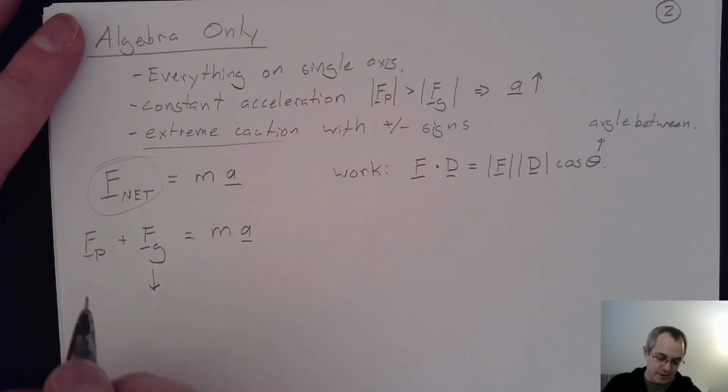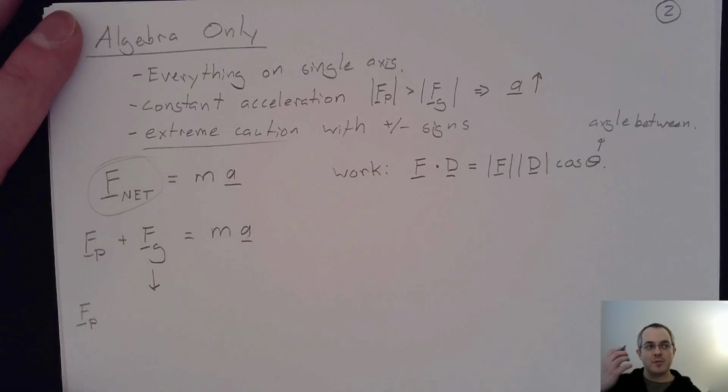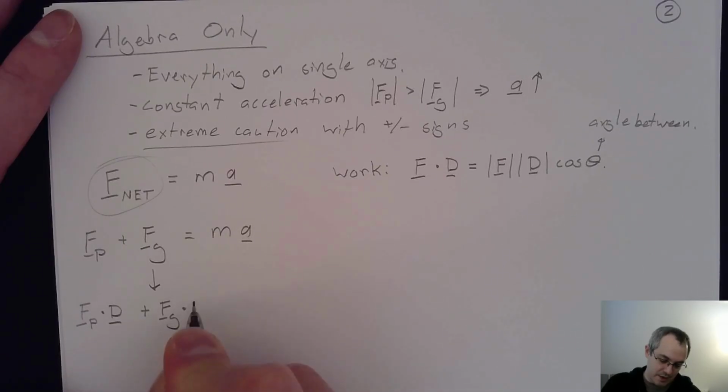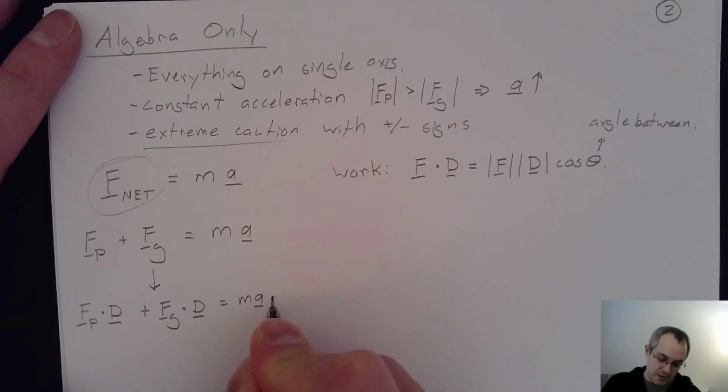So then all we do is we say that this is going to be Fp, and it's going to be multiplying all the terms by d, right? You can't just multiply one of them, has to be all of them. So it would be Fp dot d plus Fg dot d equals ma dot d.